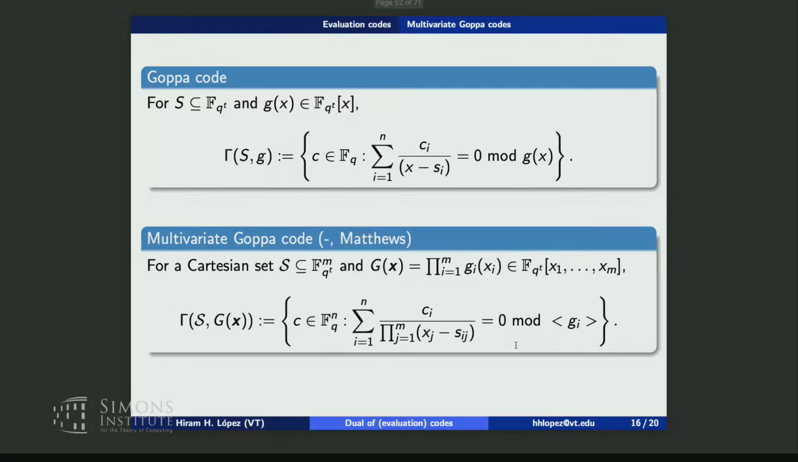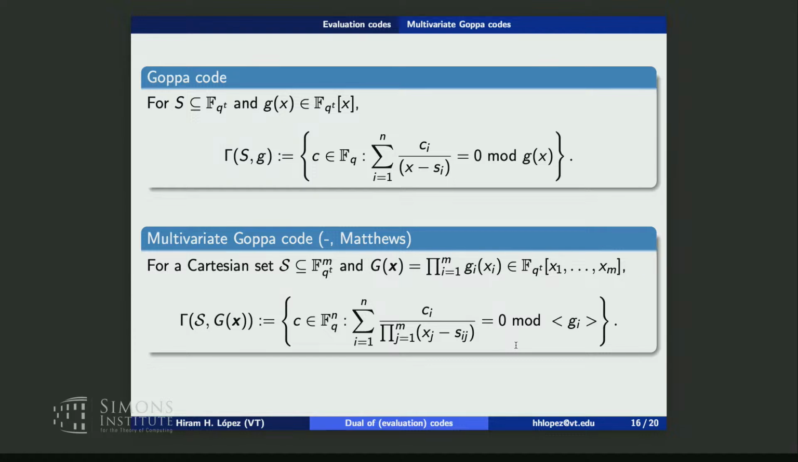Well, this is what we did in this work. And if you take a look, it's more or less the same formula. So you have this very nice representation, and this representation is important because you can find a decoding algorithm, okay? Well, we are playing more or less the same game. The difference is that here we have points in Fq to the t, and here we have a Cartesian set of points. Here we have a polynomial in one variable, and here we have polynomials in several variables. And then you define more or less the same equation. And that guy is called multivariate Goppa code.